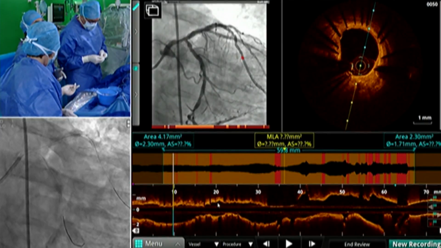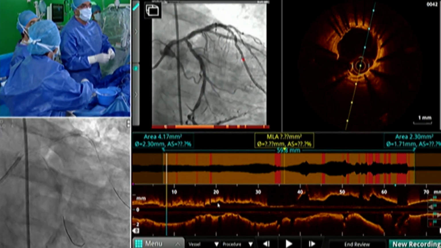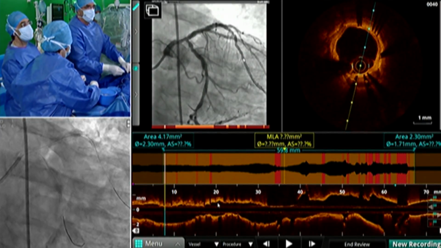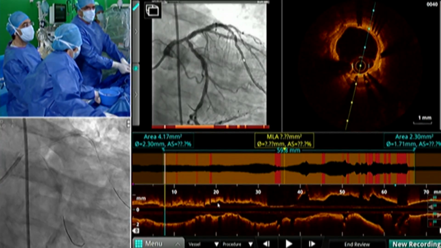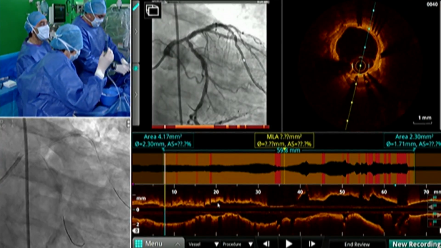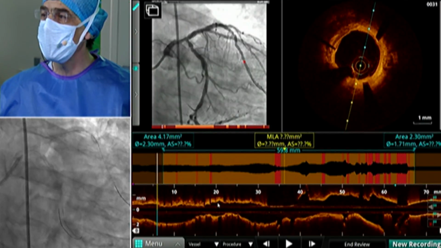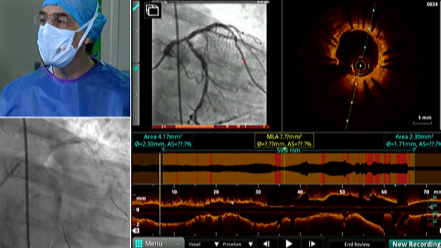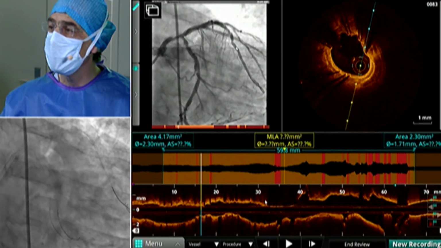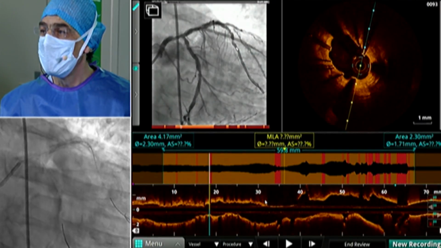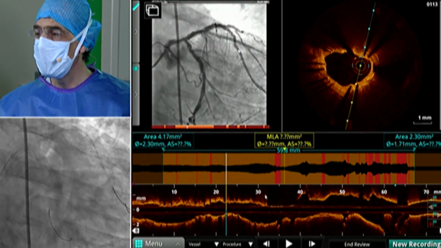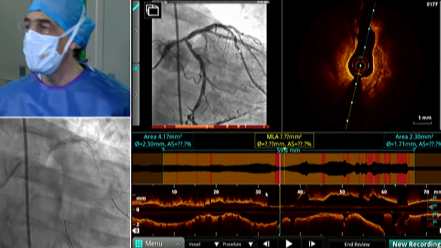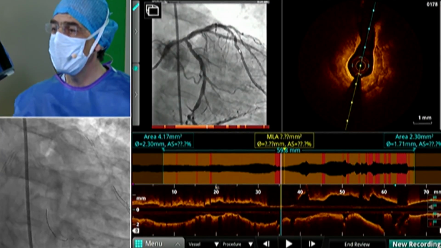You can see that the vessel is full of calcification. I'm going to show this calcified plaque. For instance, you can see it from 5 to 7 o'clock, but the stent was fully expanded and is perfectly covered. There is no big tissue protruding inside, and then we made the measurements.